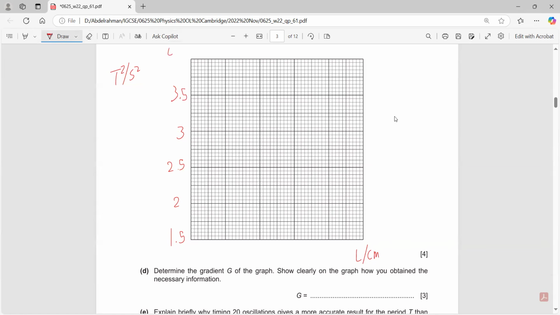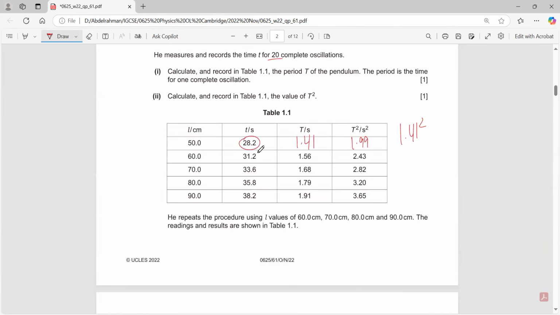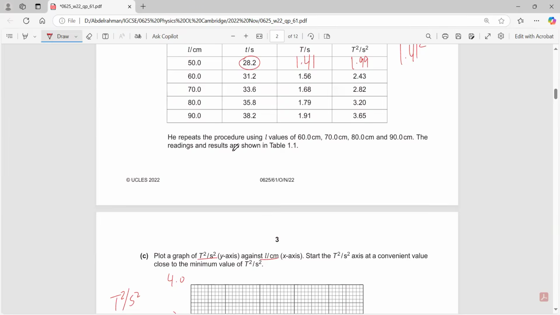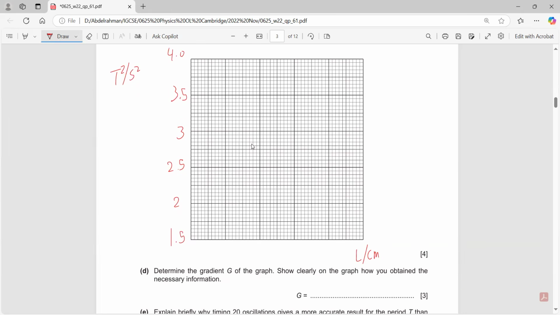You can go all the way up to 4.0. What about the length? The length is 50, 60, 70, 80, 90, so we can just plot them. If you want to start from 40, go all the way up to 90. If you want to start from 50 and go up to 100, it would be okay.